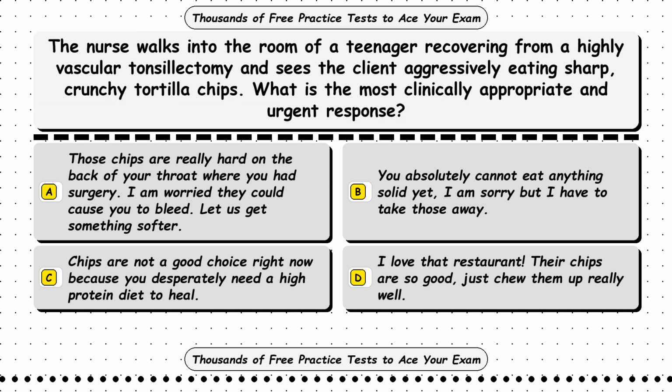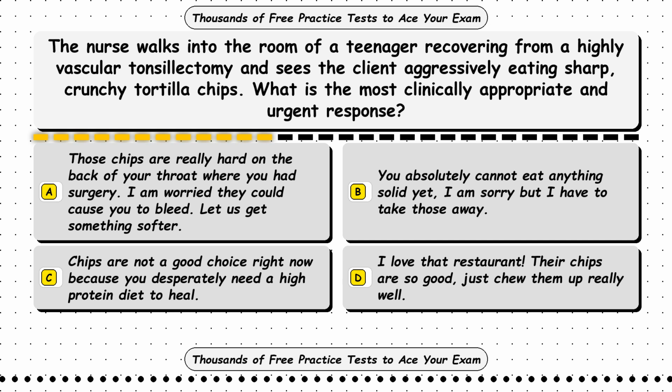Question 155. The nurse walks into the room of a teenager recovering from a highly vascular tonsillectomy and sees the client aggressively eating sharp, crunchy tortilla chips. What is the most clinically appropriate and urgent response?